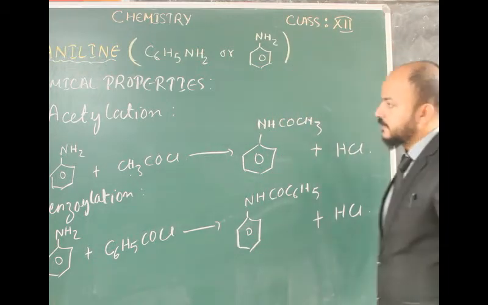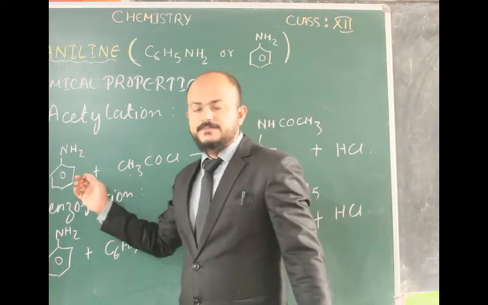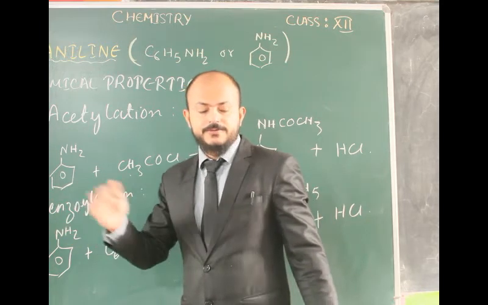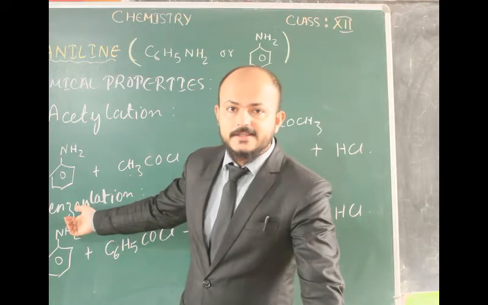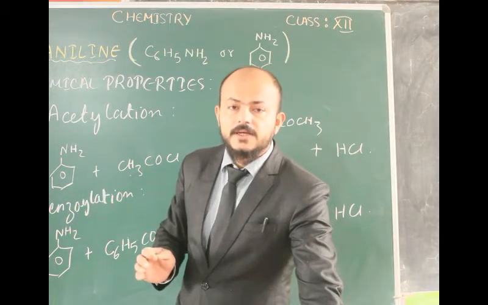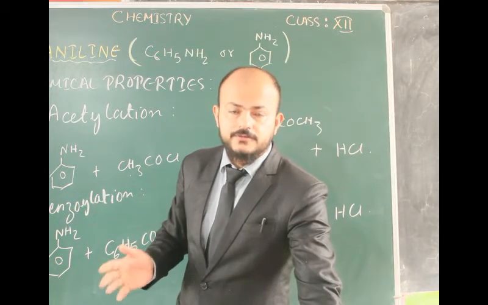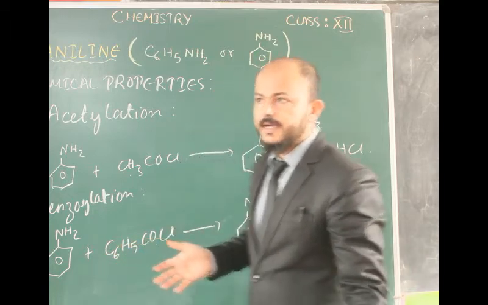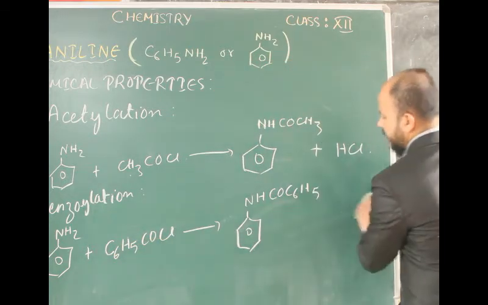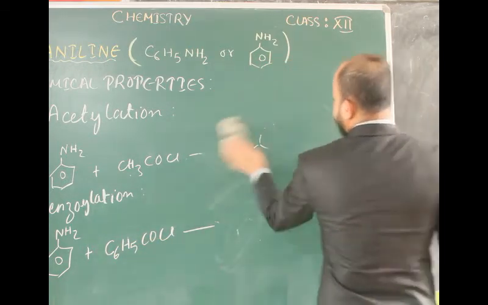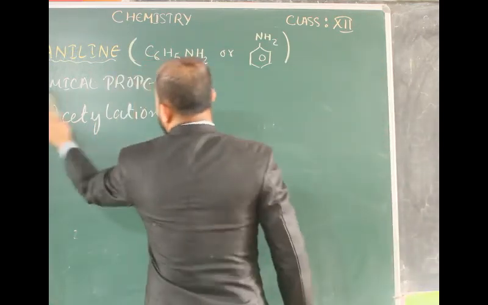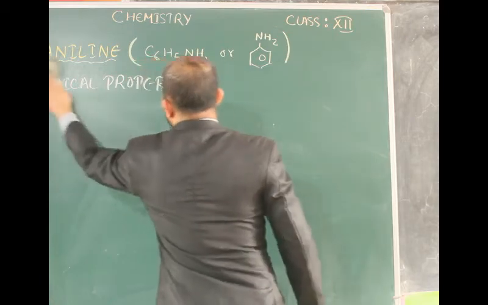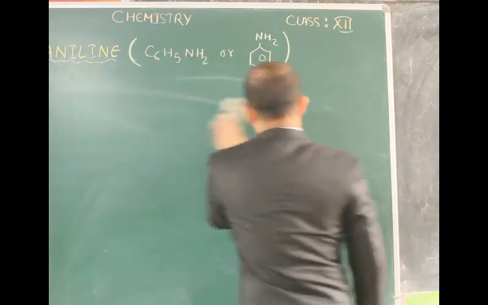Now you know aniline is a primary amine, and in our previous video we had discussed the carbylamine reaction. Since aniline is a primary amine, it undergoes the carbylamine reaction. So the carbylamine reaction is only given by primary amines. You have to remember this. Now we are going to discuss the carbylamine reaction.